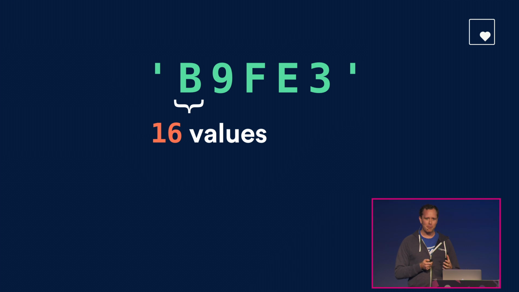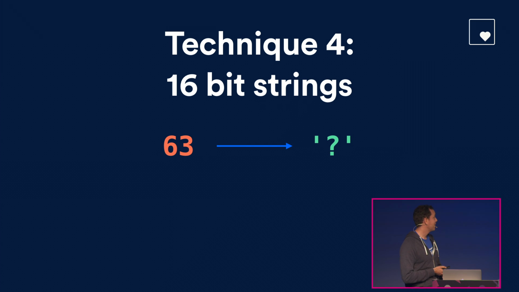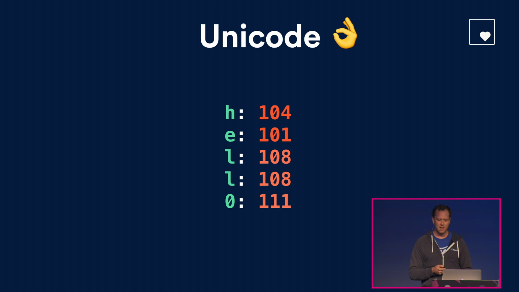But what I wanted to have a look at with hexadecimal is, we said we could store 16 possible values in each slot of a string, which leads to the question, what can we store in a slot of a string? What's the maximum thing we could store in there? Which leads me to my final technique for strings, which is 16-bit strings. To understand this technique, we need to understand how strings work a little bit better. And to understand strings, we need to understand Unicode.